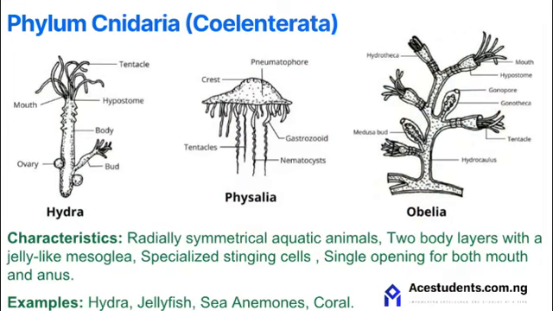Phylum Cnidaria includes radially symmetrical aquatic animals such as jellyfish and sea anemones. They have two body layers with a jelly-like mesoglea in between. Their most unique feature is their specialized stinging cells, called cnidocytes, which help capture prey. Cnidarians exhibit two main body forms, the sessile polyp and the motile medusa.